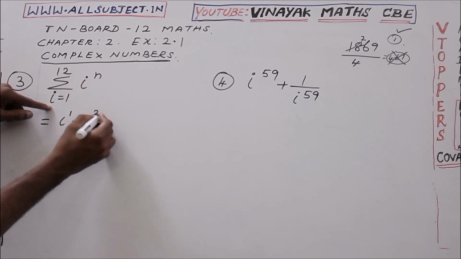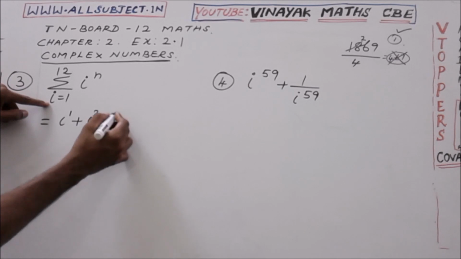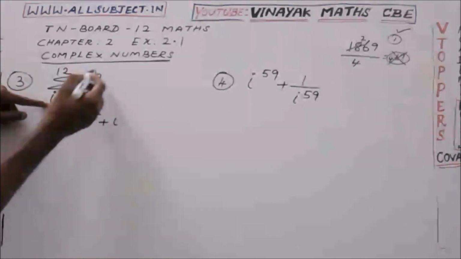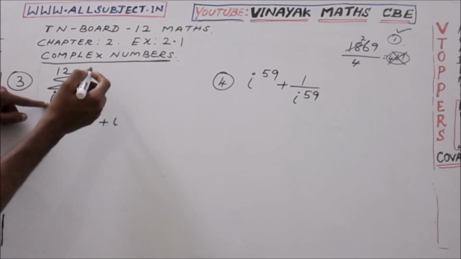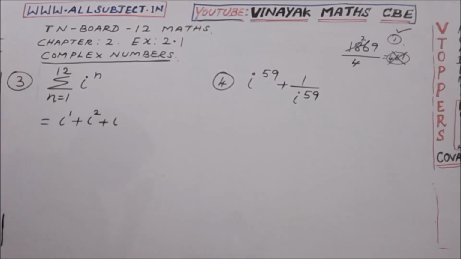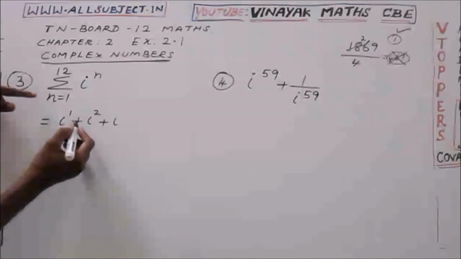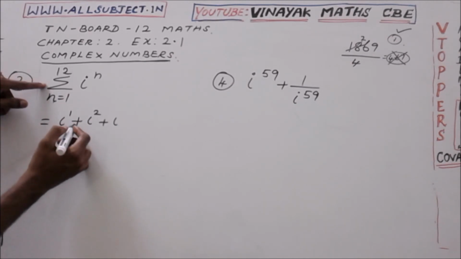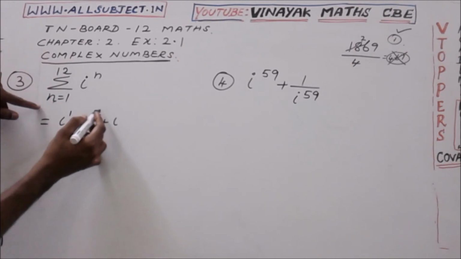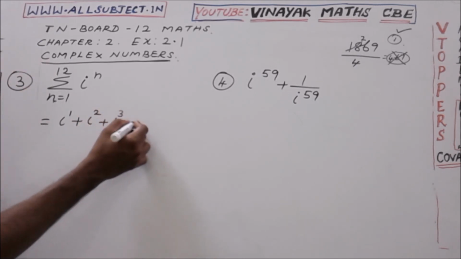value. Here n equal to 1 to 12 is given in the question, right? The sum of i^n, n equal to 1 to 12. So substitute n equal to 1 first, then add n equal to 2, i squared, add n equal to 3, i to the power 3, plus etc.